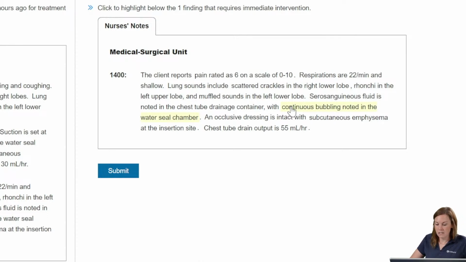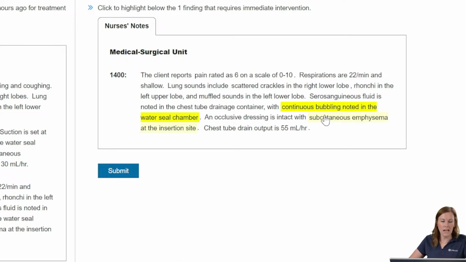With the water seal chamber, when we say water sealed chamber, it's supposed to be sealed, so you don't want to see bubbling in there. So that word water seal means it's closed. It's a closed system. So if we have bubbling, that means we have air infiltrating it, which means we have a leak. So this is going to be our correct answer, and we'll walk through a little bit more in the explanation.